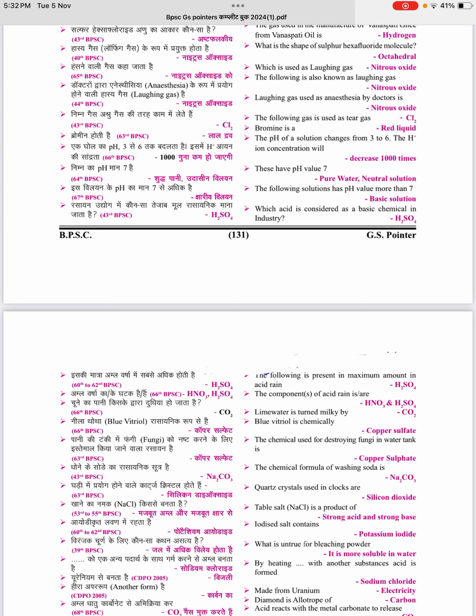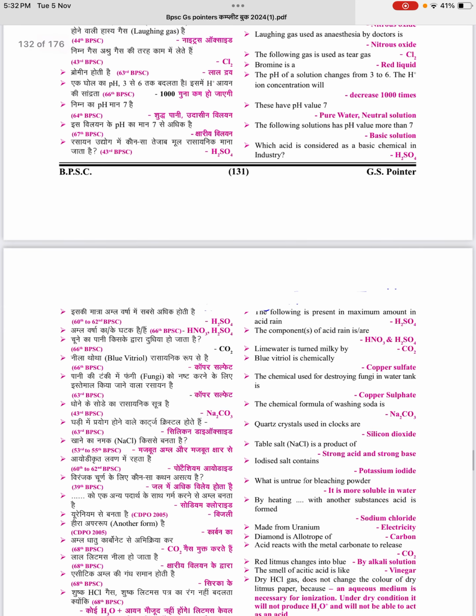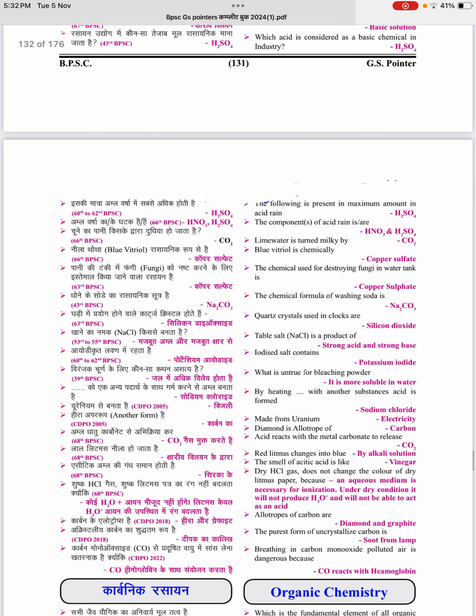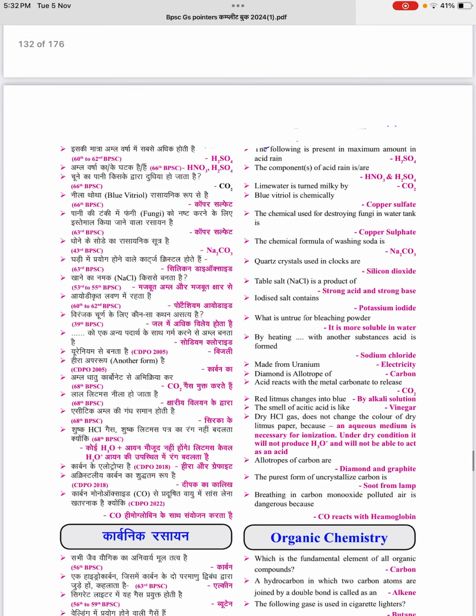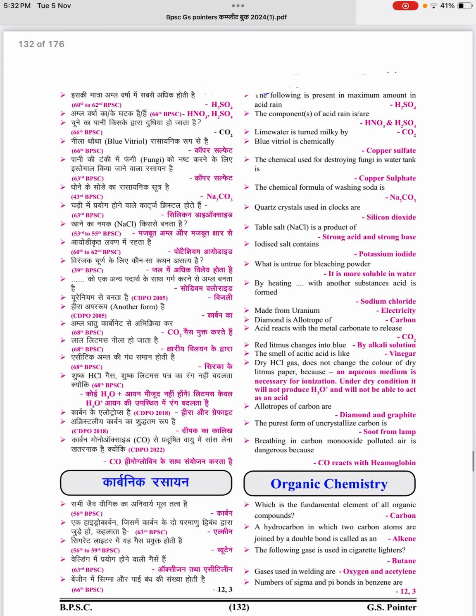The pH of a solution changes from 3 to 6. The H plus ion concentration will decrease 1000 times. Pure water and neutral solutions have a pH value of 7. If the pH value is more than 7, then it is a basic solution. Which acid is considered the basic chemical industry acid? Sulfuric acid. The acid present in maximum amount in acid rain is sulfuric acid. Components of acid rain: nitric acid and sulfuric acid.